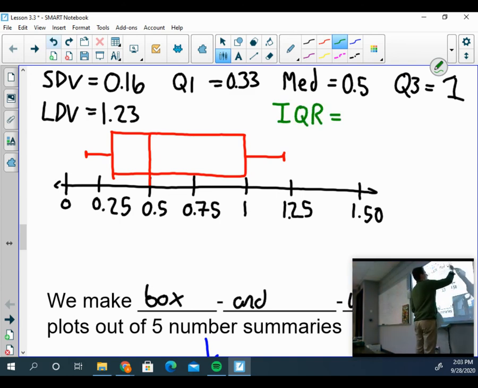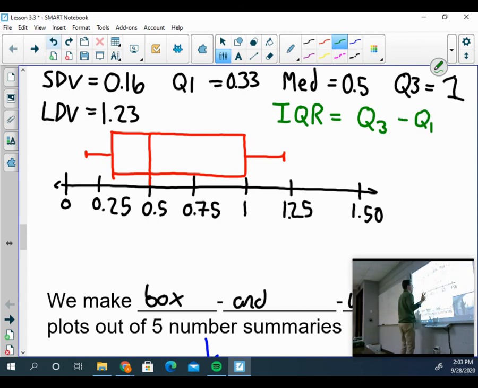The interquartile range is simply Q3 minus Q1. And what it does is tell us how much data is in the middle of our data set. Okay? How much is between the 25th and the 75th percentile? How much data is right in the middle, or what's the spread of that, not how much.